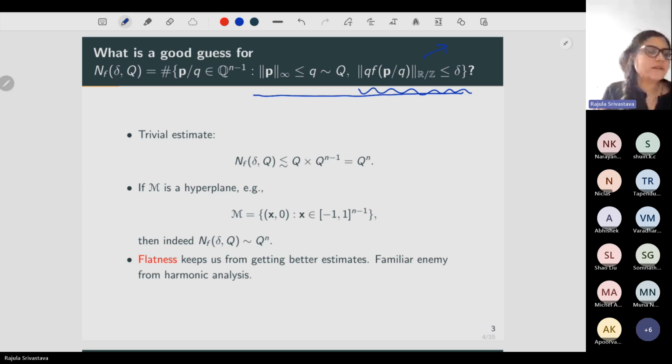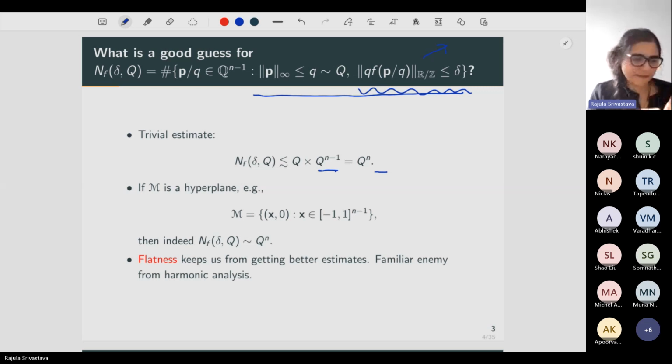So then this condition is just saying you count all fractions of denominator of roughly size Q, and the numerators also go up to Q. So you have Q to the power n-1 many choices for the numerator, and then Q many choices for the denominator. So if you would pretty much count everything without really wondering about how close you are to your hypersurface, then this is what you would get, which obviously is not an interesting, and also not a very wasteful count.